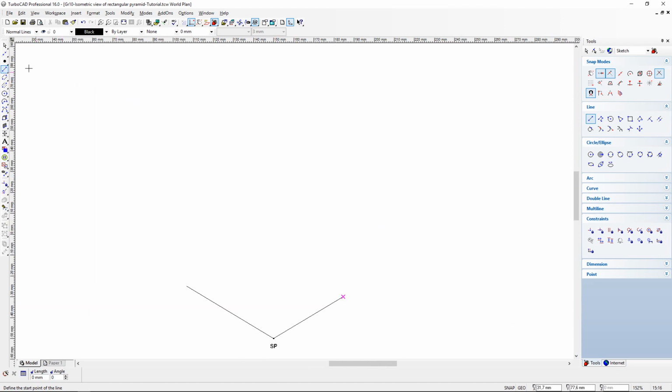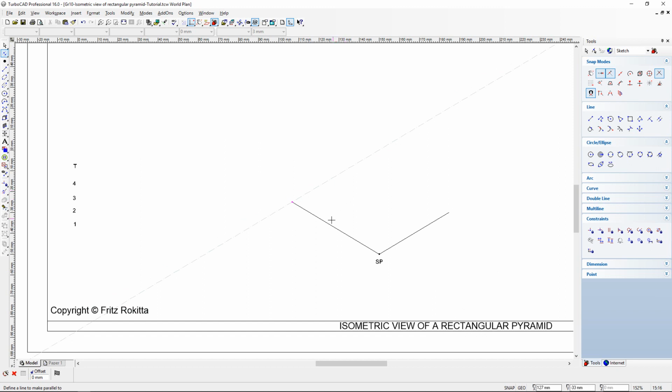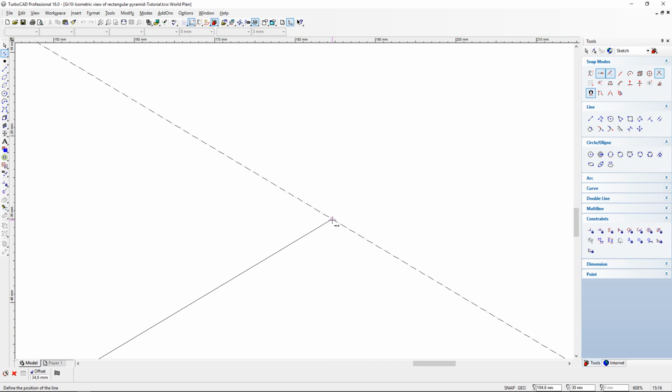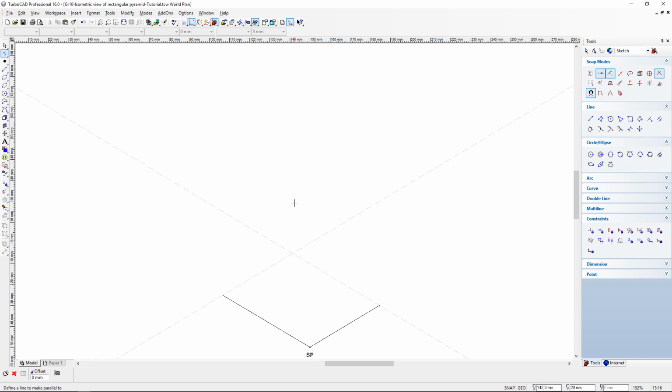Now from here we can use also a nice tool in TurboCAD, or on your drawing board you can just draw a parallel line from one of these lines and snap that now to the end of the front view's length of 50 millimeters, and parallel to the front view's line you just snap to the end of the depth or right view, which is 40 millimeters. That will give you now the back corner of your rectangular pyramid. So we're going to leave that as it is now.